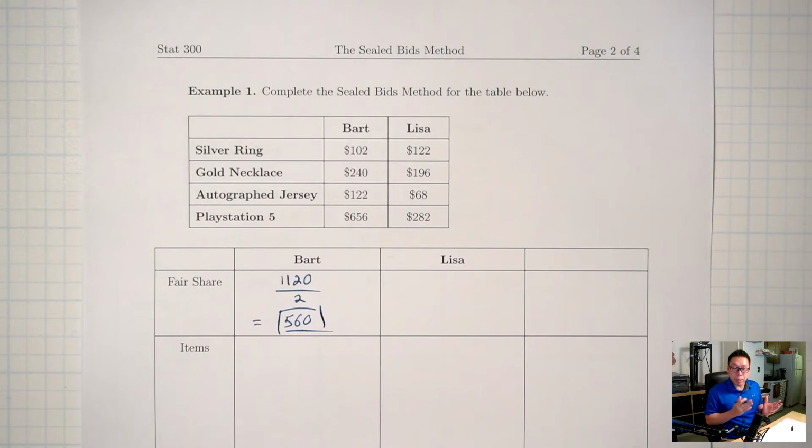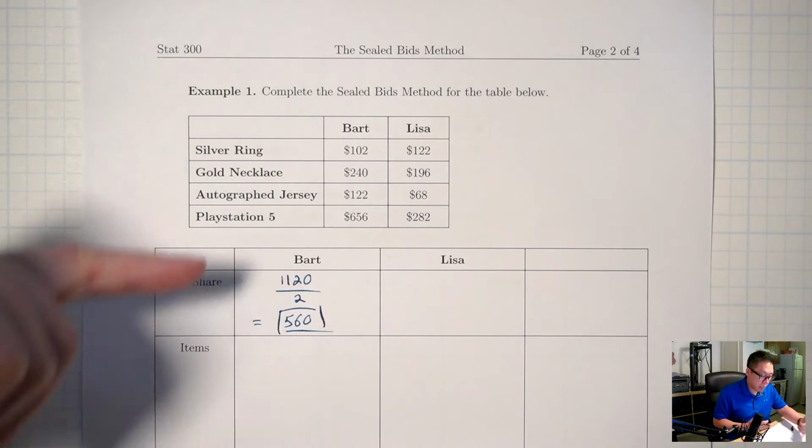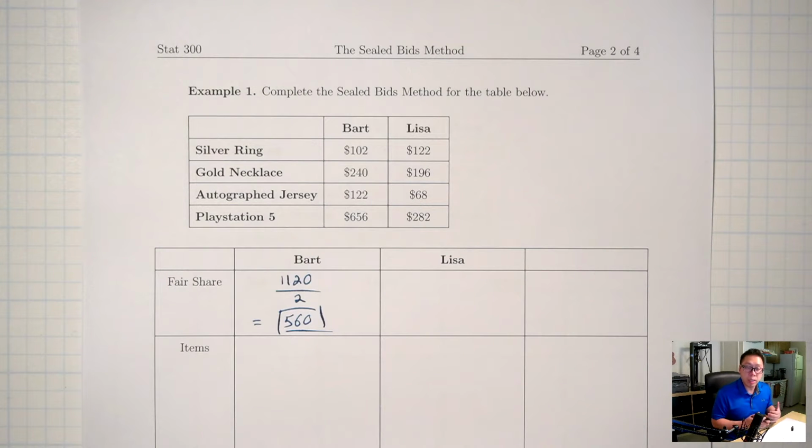Okay, so what this means is that in Bart's eyes, all of the items together are worth 1,120, right? He deserves half of that, so we divide it by 2. So in his eyes, he deserves $560 worth of items. And then we're going to do the same thing for Lisa.